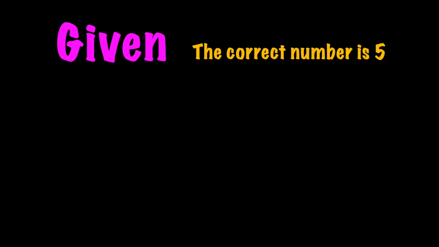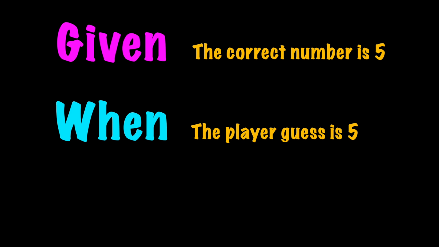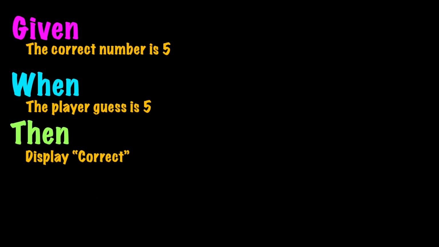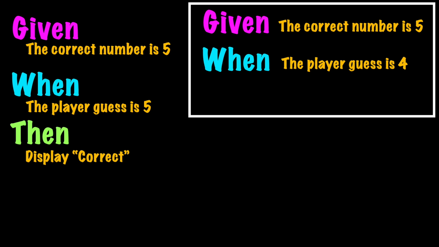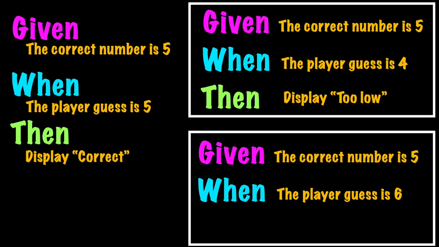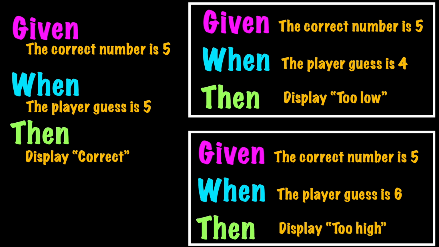Given the correct number is 5, when the player guesses 5, then display correct. When the player guesses 4, then display too low. And when the player guesses 6, then display too high.